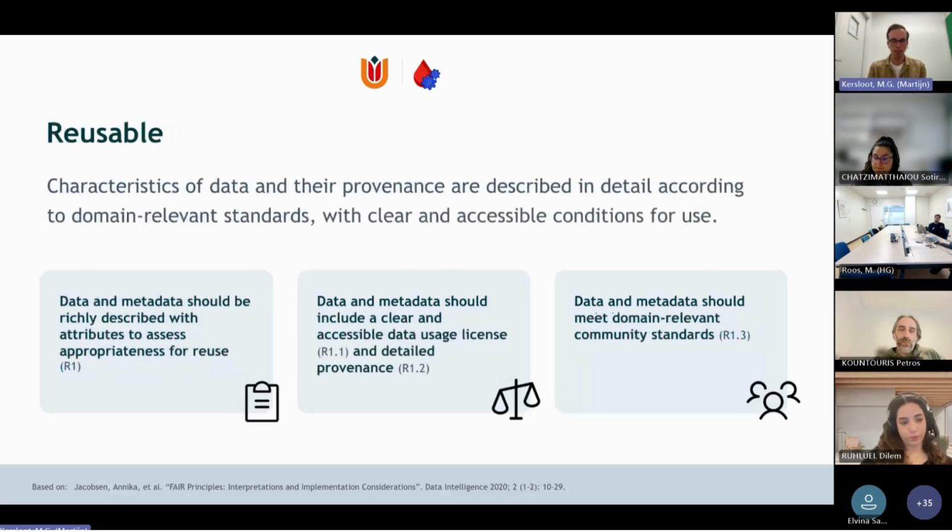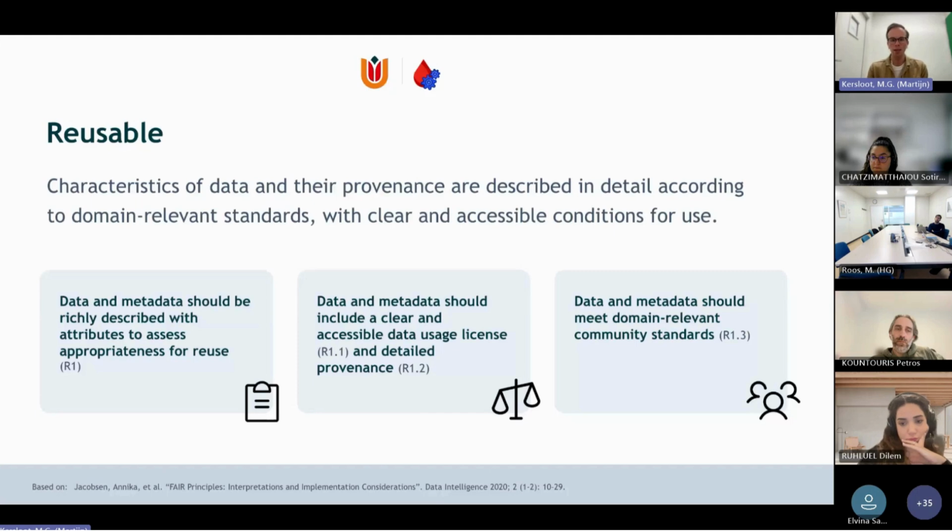And then reusability. Some of these principles look like the findability principles, but they are really focused on making sure that you know if and how you can reuse the data that you find. So the characteristics of the data and the provenance should be well described according to standards in the domain, really making sure that it's clear if and how you can reuse data later on. So they should be described with relevant attributes to assess the appropriateness for reuse.